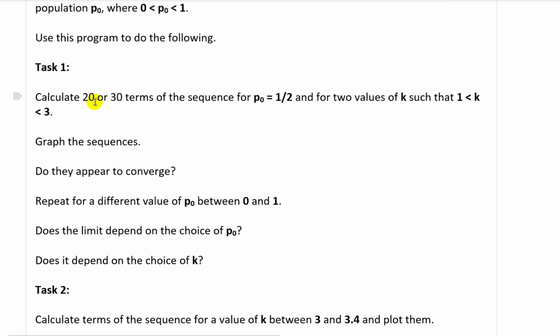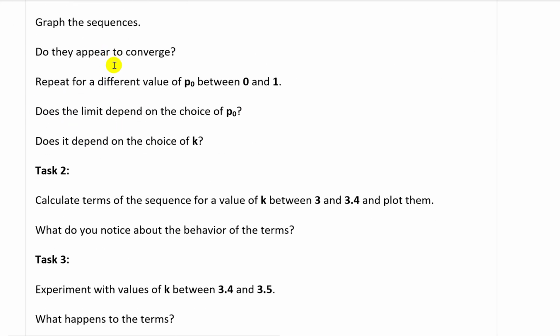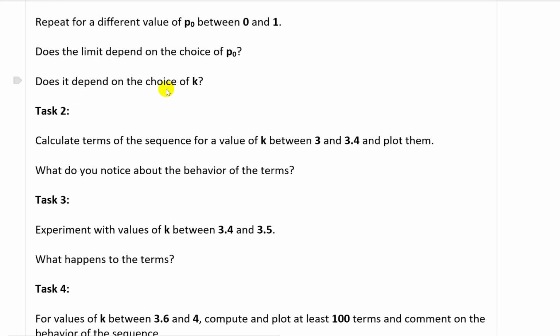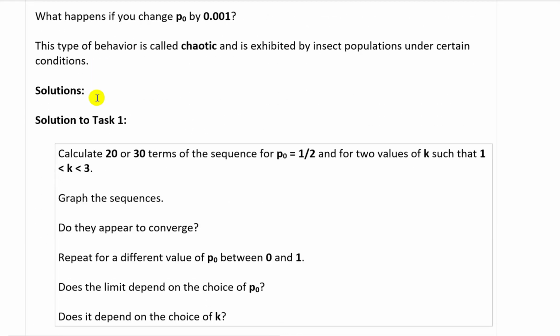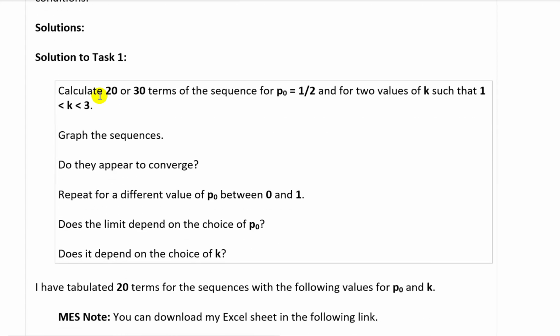Task 1. We're asked to calculate 20 or 30 terms of the sequence for P0 equals 1/2, and for two values of K such as K is between 1 and 3. And we're asked to graph the sequences. Do they appear to converge? Repeat for a different value of P0 between 0 and 1. And then does the limit depend on the choice of P0? And does it depend on the choice of K? And then we're given other tasks here. I'll read those ones shortly, but let's just go straight ahead to solutions to task 1 right here.